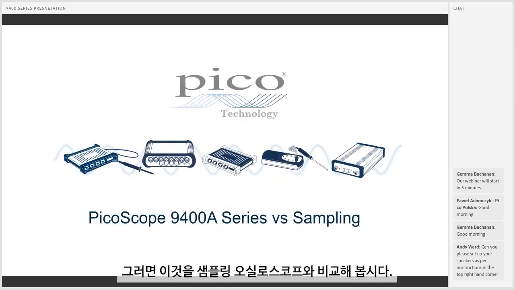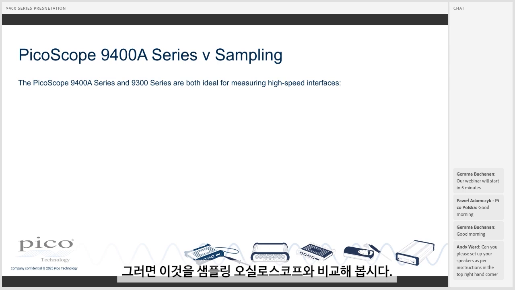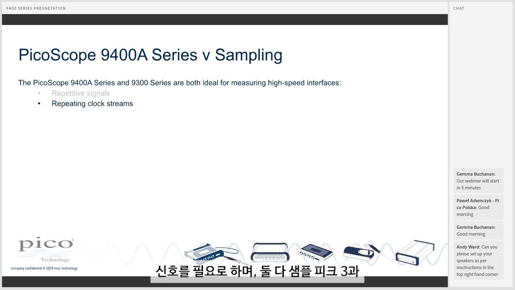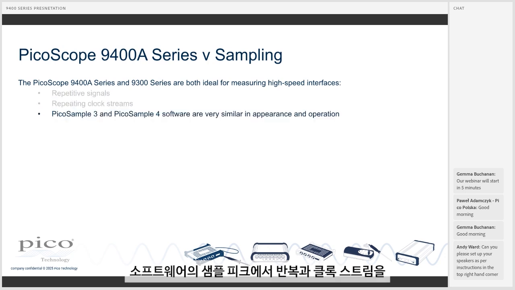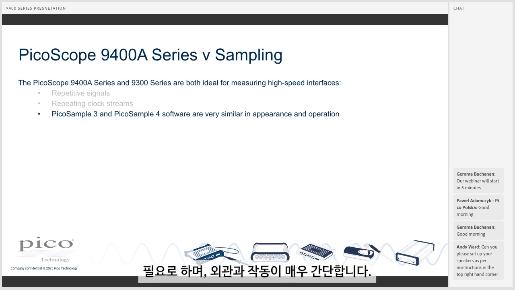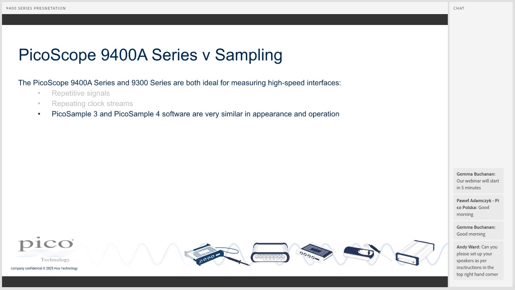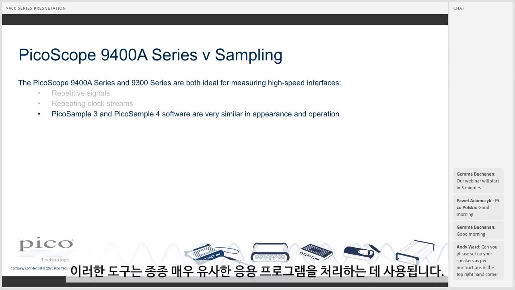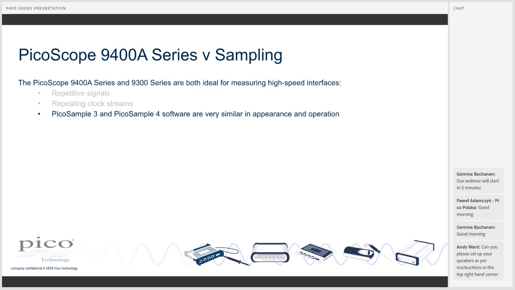So let's compare this to a sampling oscilloscope. The 9400A and the 9300A series are both ideal for measuring high-speed interfaces. Both require repetitive signals, both require repeating clock streams, and PicoSample 3 and PicoSample 4 software are very simple in appearance and operation. The reason being, as stated before, PicoSample 4 has been derived from PicoSample 3, as often the instruments are used for addressing very similar applications.